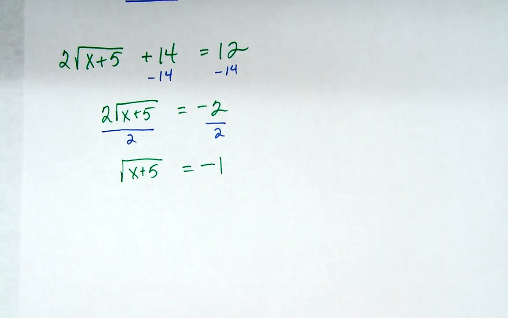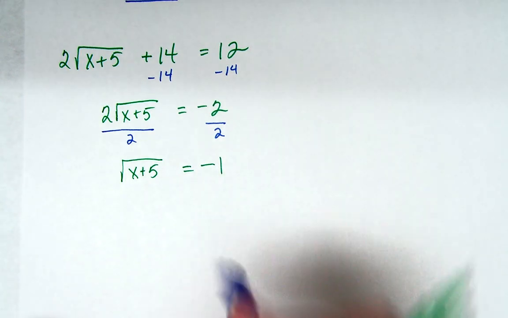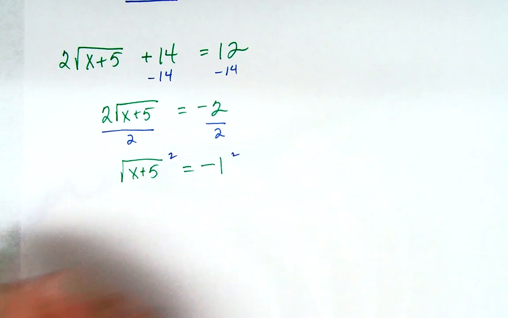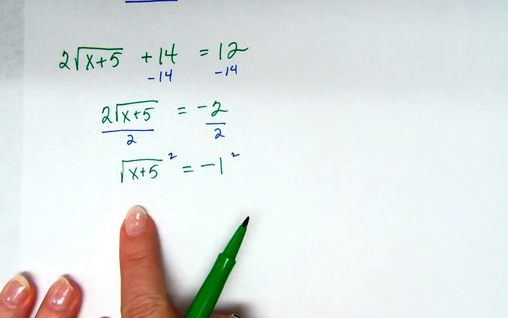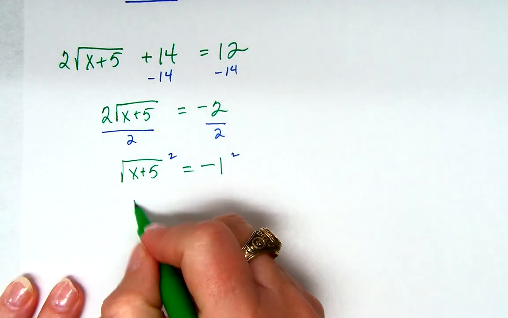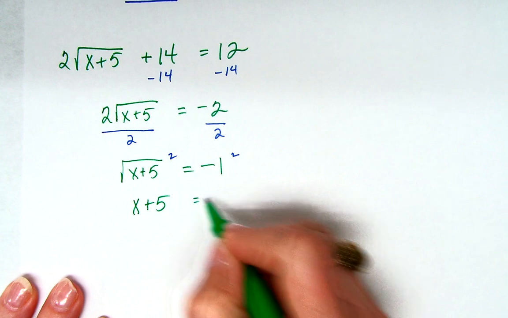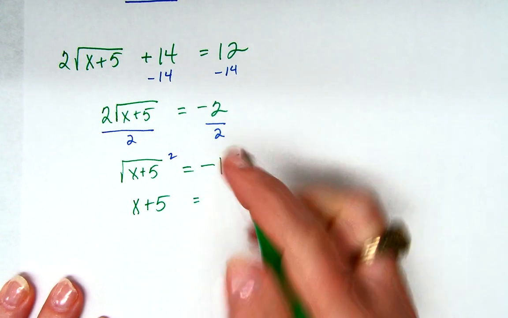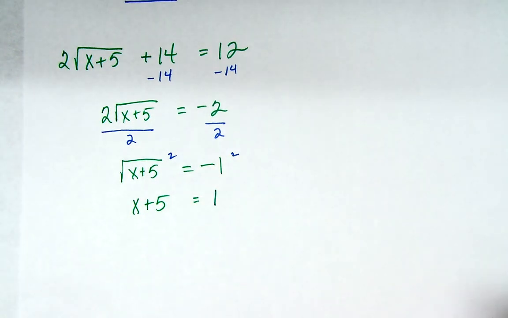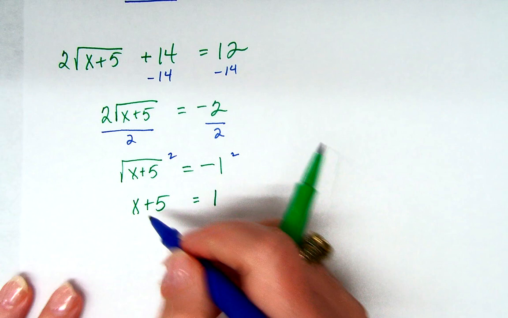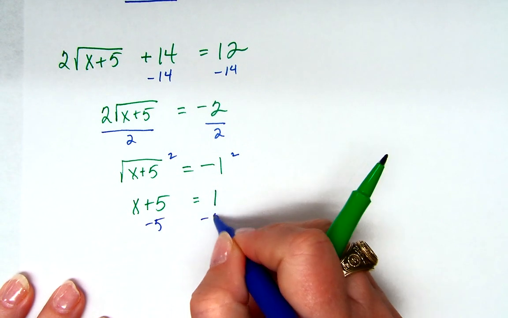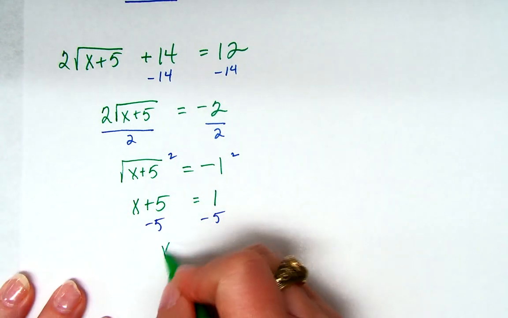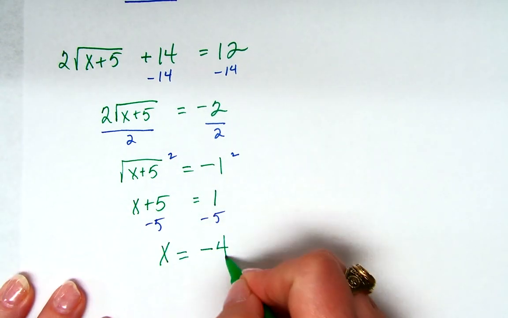Now what? Okay, God bless you. What do I get on the left-hand side? x plus 5. What do I get on the right-hand side? 1, because negative 1 times negative 1 is 1. Subtract 5 from both sides. x equals negative 4.